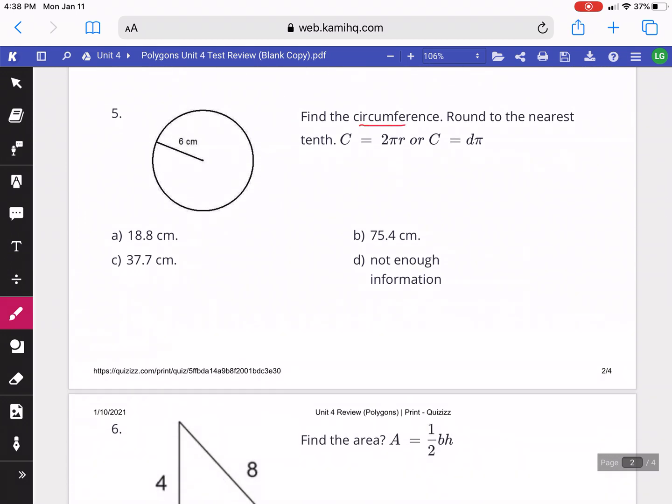Question 5 is asking for the circumference. When you're doing circumference, you mainly want the diameter times pi. But here in this picture, they give us the radius, which is half the diameter. So if you wanted the whole diameter, you would do 6 times 2, which is 12. So the whole diameter is 12 centimeters.